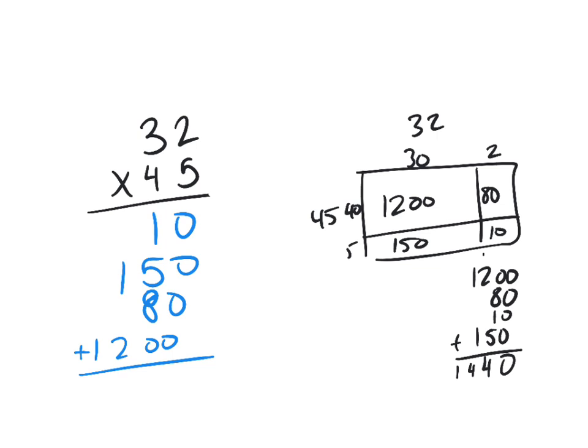And like I mentioned before, we're going to see a direct connection here. You see I've got the 10 that's here, I've got the 150 that's here, I've got the 80 that's here, and lastly the 1,200 that's over here. And then just like before, I can do my addition to end up with 1,440.